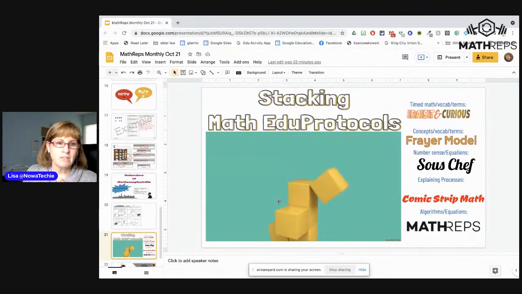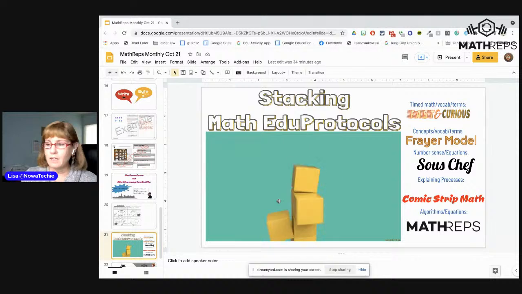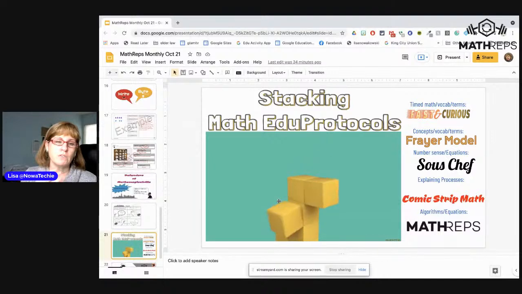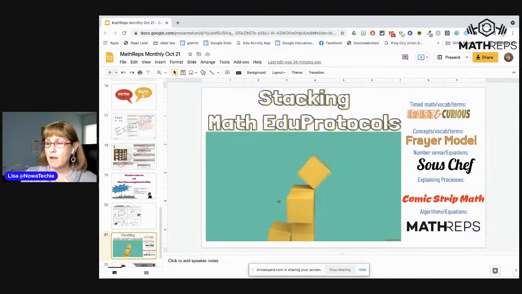So now, how do you stack them? So these are the ones that we went over: Fast and Curious, Fristler Model, Sous Chef, Comic Strip Math, and MathReps. So if you think about it, these are the kind you would use, like Fast and Curious for vocabulary, math facts. I do like using it with math facts. The Fristler model is with concepts and terms.